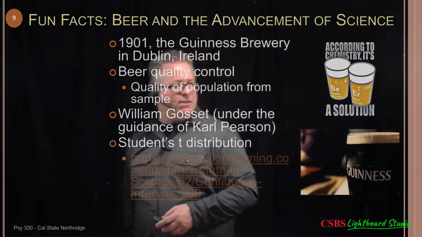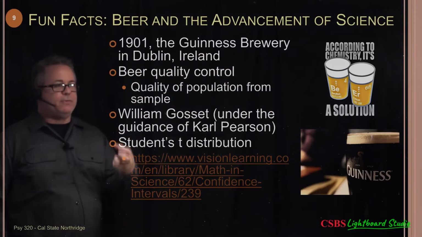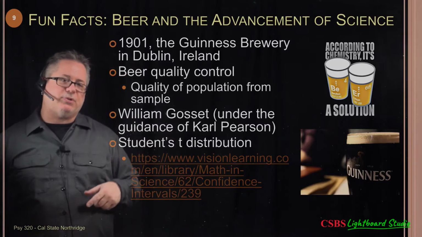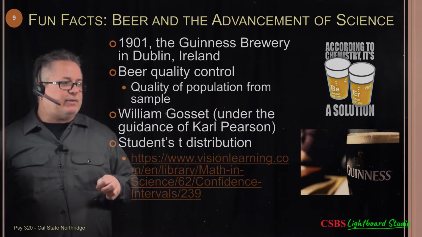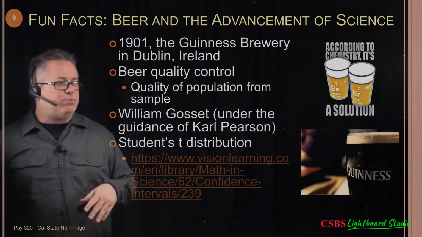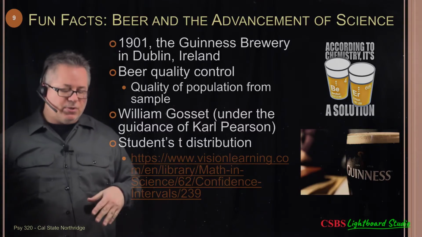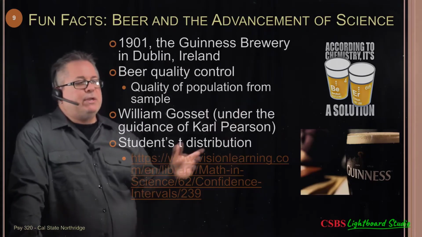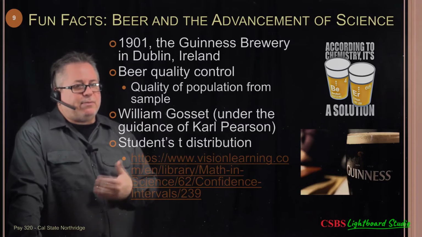Just as an aside, there are not a lot of super fun stories to tell in stats, so I'd like to mention this one. This is about beer and the advancement of science. About 1901, the Guinness Brewery in Dublin, Ireland, was having issues trying to keep beer consistent. They were brewing in large batches, getting their grains and other things from different sources, and trying to figure out a way to make the outcome as consistent as possible.